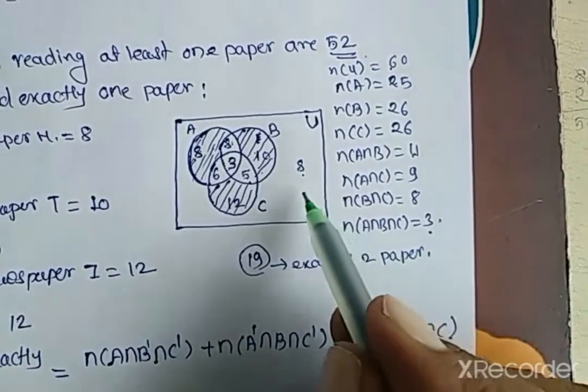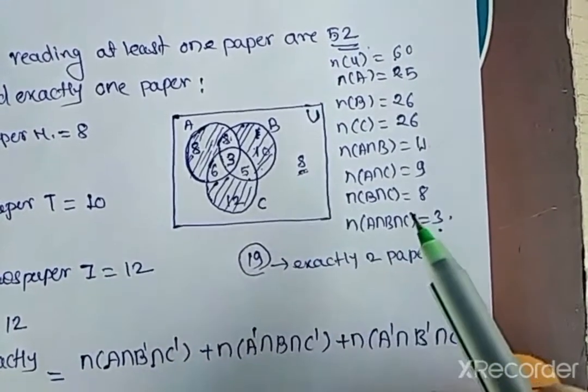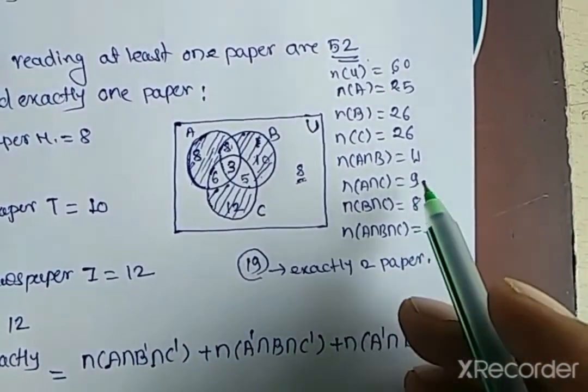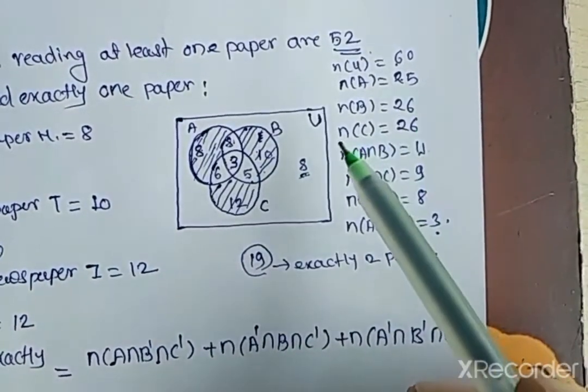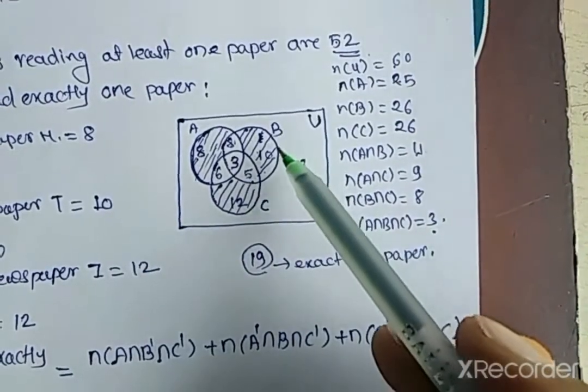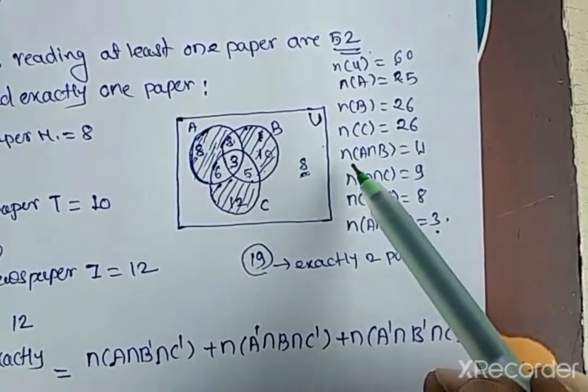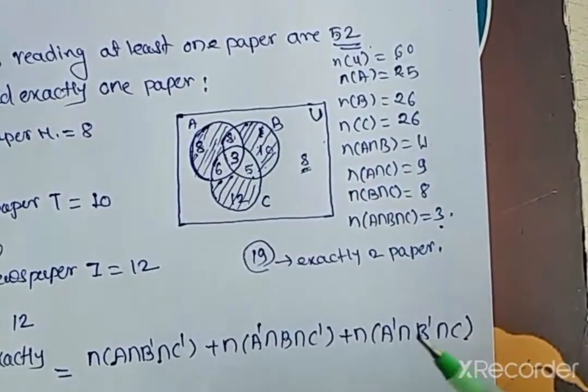Okay, and 8 people who do not read any of the newspapers. So by Venn diagram we can solve all types of questions. First we represent it in a rough diagram, or we can write the answer near it, and you can solve it easily.